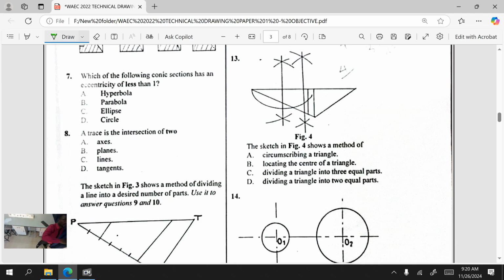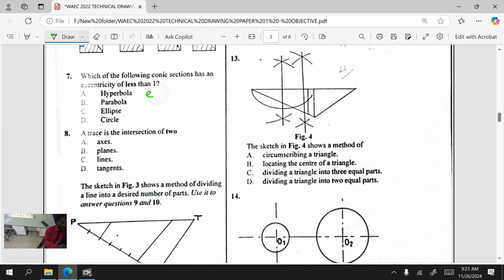So we'll go to question 7. Which of the following conic sections has an eccentricity of less than 1? The answer here, before I give it to you, let's look at the eccentricity. Eccentricity is talking about the distance from the focus and the distance from the vertex. Eccentricity is represented by the small letter e.